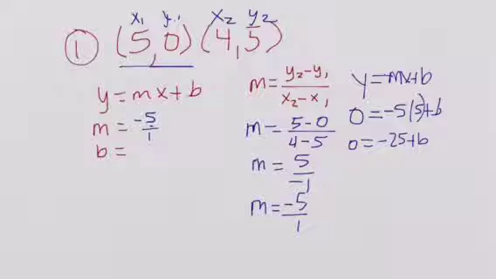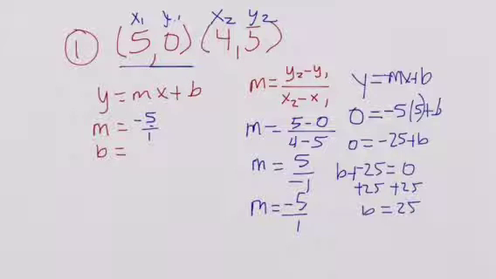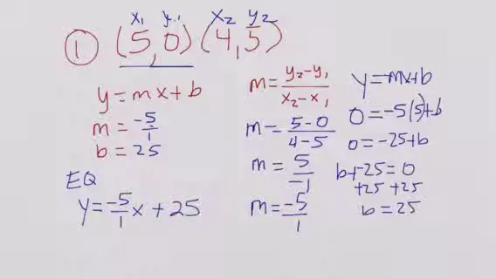Is b on the left? It's not, so we're going to do symmetrical. B plus negative 25 is equal to 0. We're going to zero pair out the 25. So we're going to have b is equal to 25. So now I know what b is. It's 25. So my answer, the equation, is going to be y is equal to negative 5 over 1 x plus 25. And that's how I find my equation of the line.